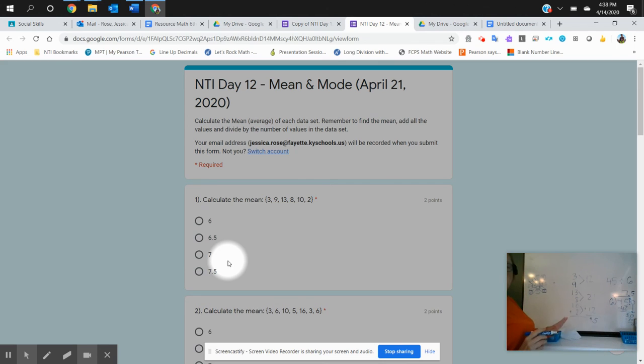So the mean of this data set is 7 and 5/10, so 7 1/2. That's your answer for number 1.